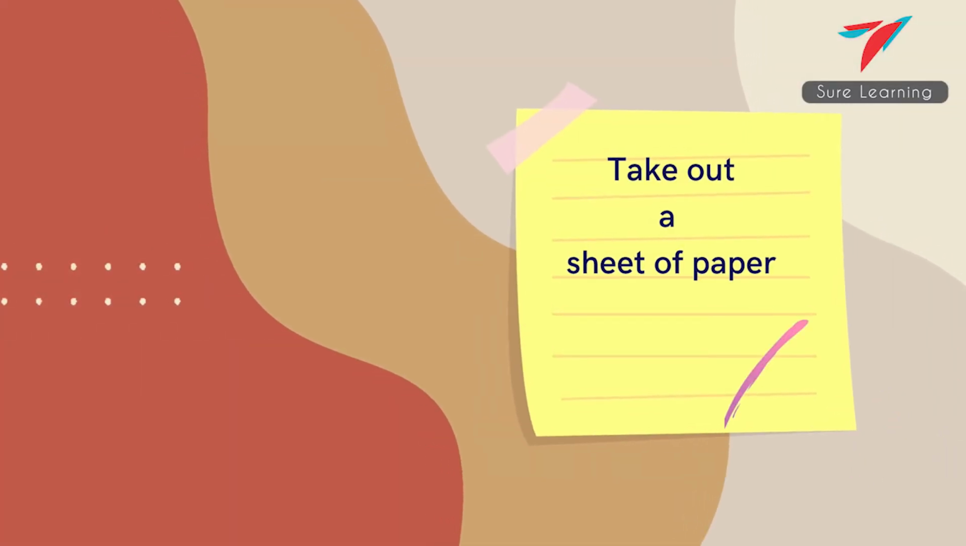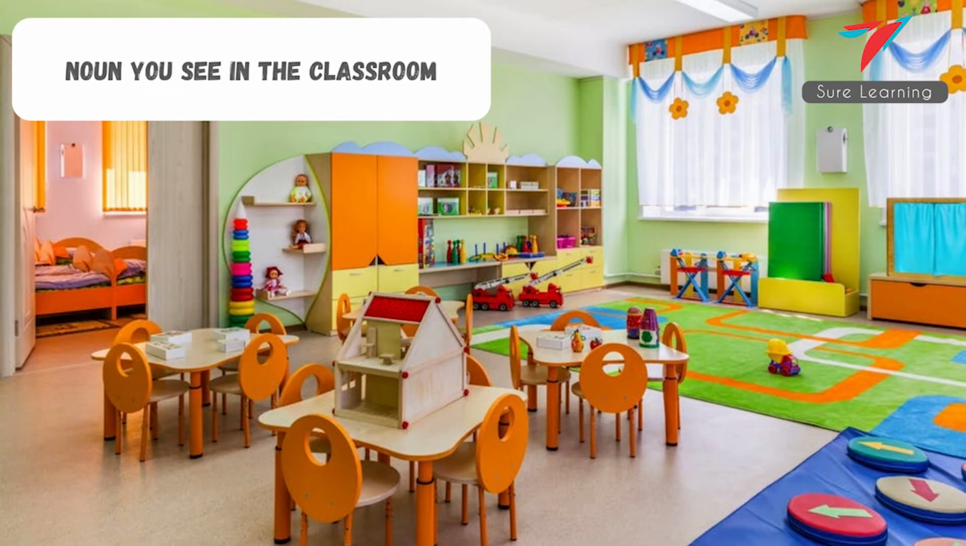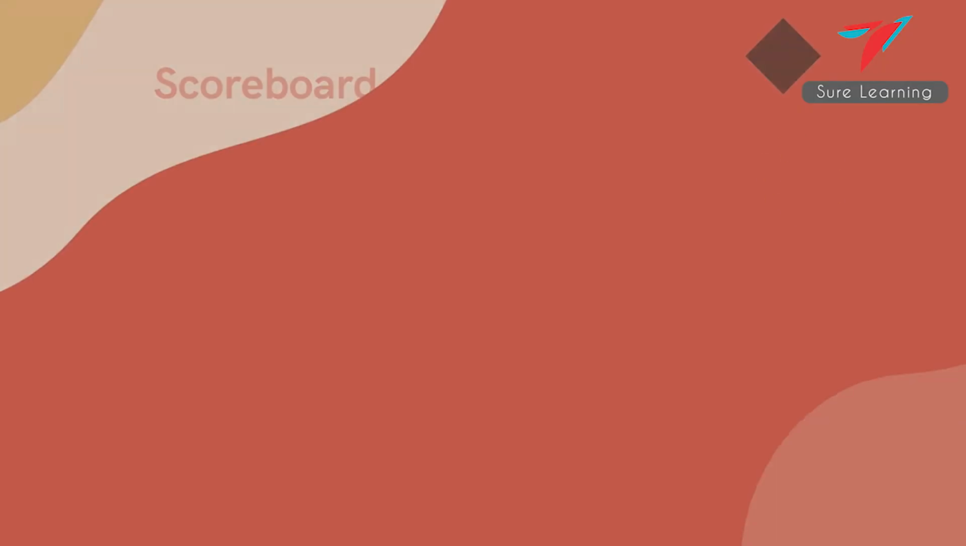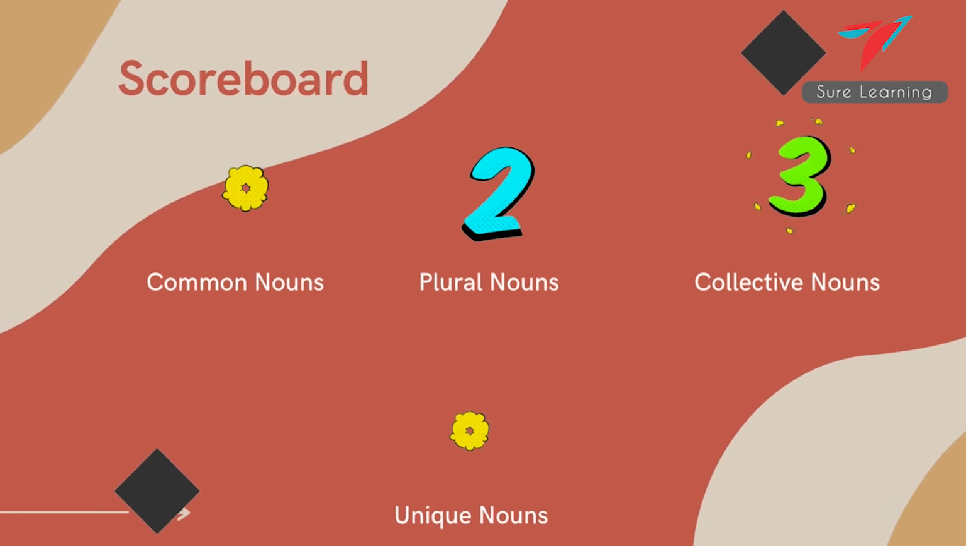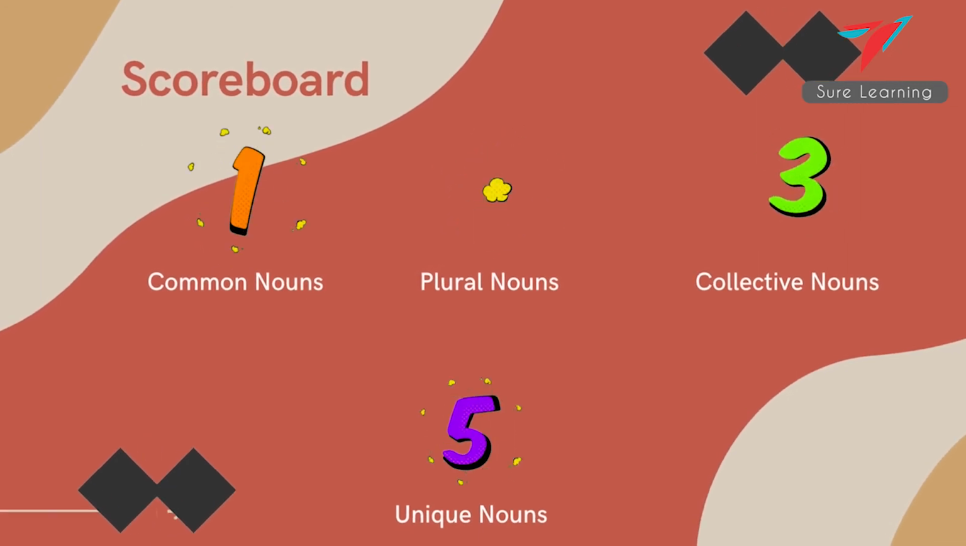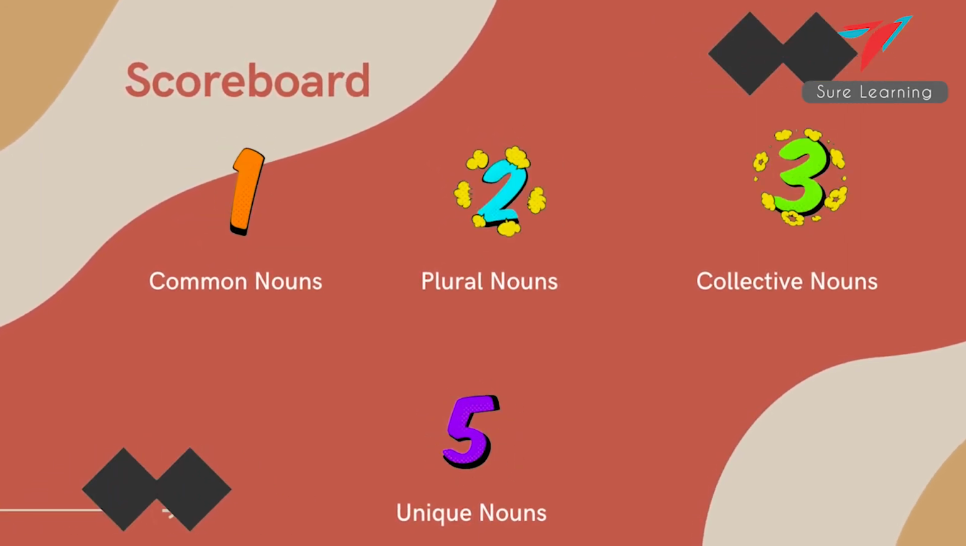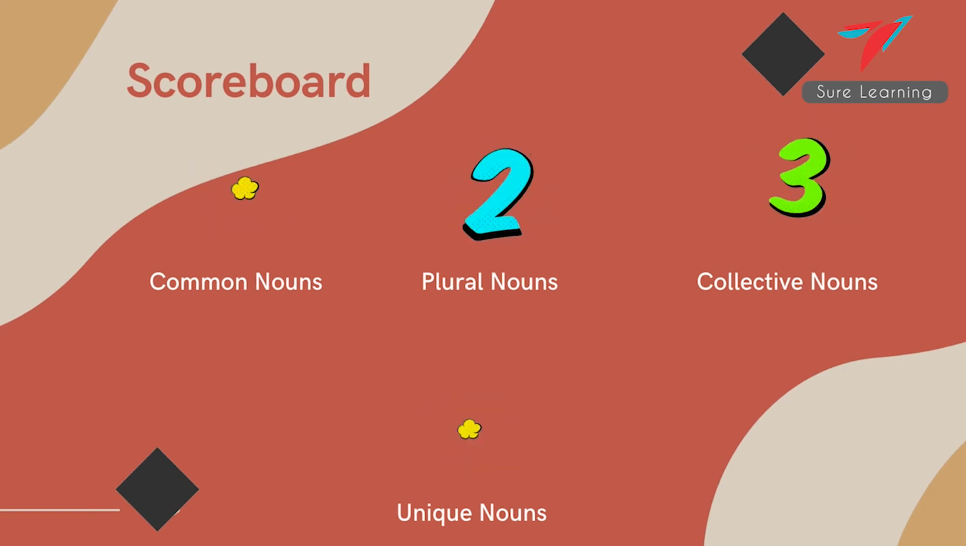Spy nouns. Have each student take out a sheet of paper. Then tell them to write down every noun they see in the classroom. Give 1 point for common noun, 2 points for plural noun and 3 points for collective nouns. If a student finds a noun that no one else has written down, they get 5 points for that noun.